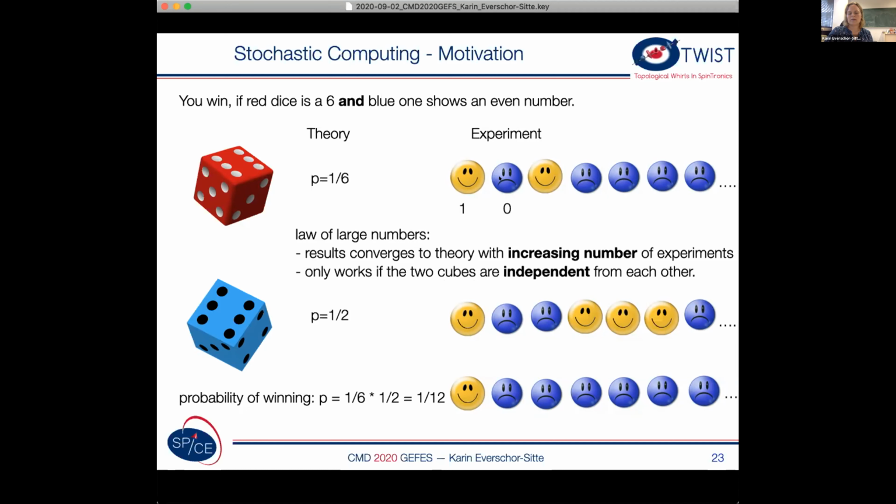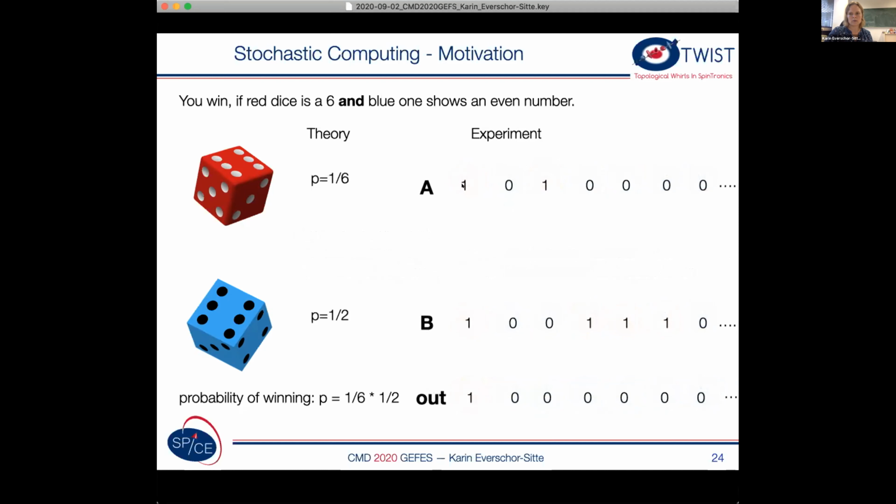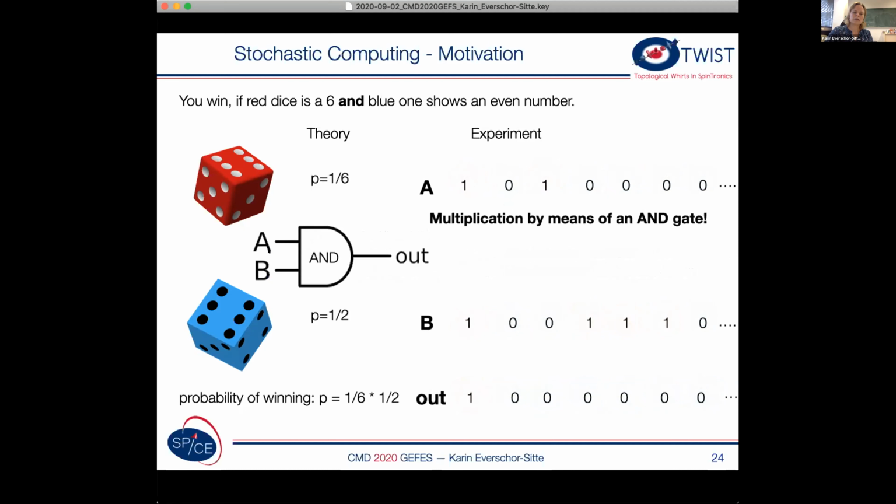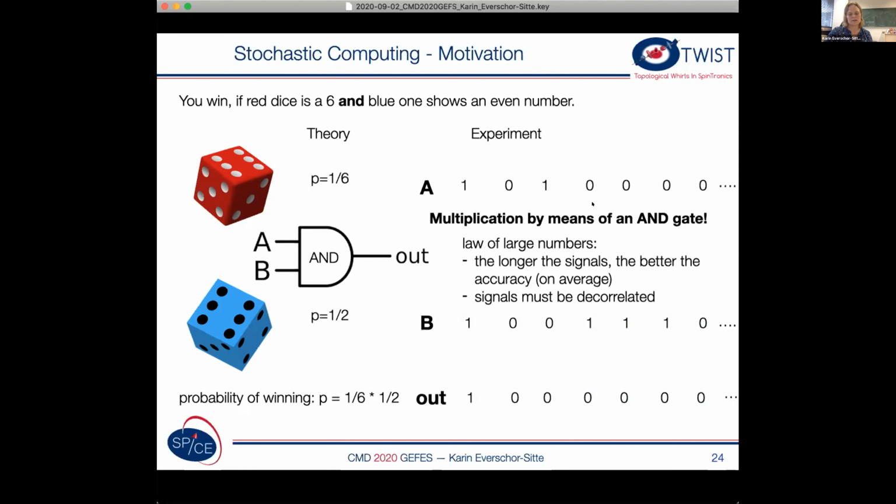So let's now call this not happy face and sad face, let's call it 0s and 1s. And what we then have are 2 bit strings. And these bit strings are related by putting A and B through an AND gate, you will get the out. What we have done by that is multiplying this 1/6 times 1/2. So this multiplication we have performed by means of an AND gate. And now the law of large numbers also tells you directly when the results get better. So the longer these signals are, the better the accuracy is on average. And the other thing that we have learned is that these signals must be decorrelated.